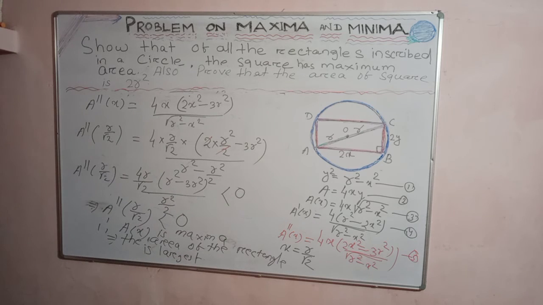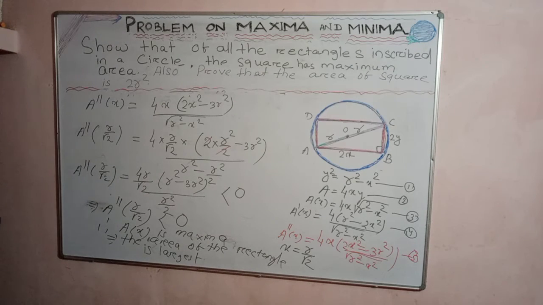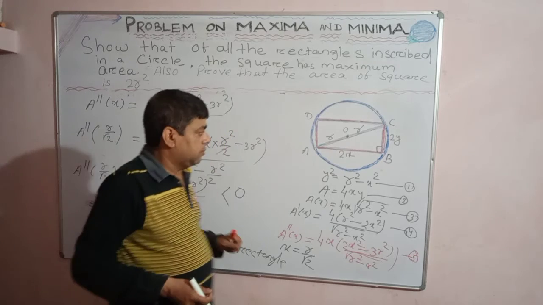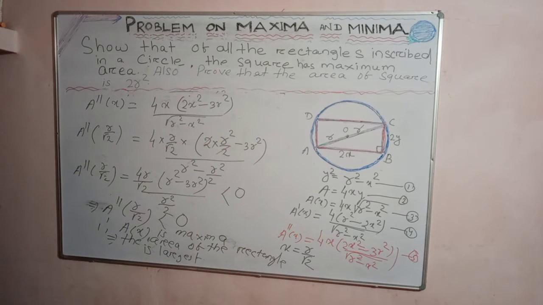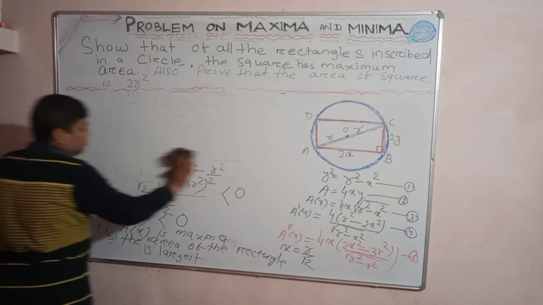And again you have to prove that this rectangle is a square, whose sides are equal, whose length is equal to breadth. So the next point is to prove that if the rectangle has the maximum area, this rectangle must be a square. It means you have to prove that the length of the rectangle must be equal to the breadth of the rectangle, then it can be a square. So this much, all of you clear, I hope. Next, let's check whether the rectangle is a square or not.